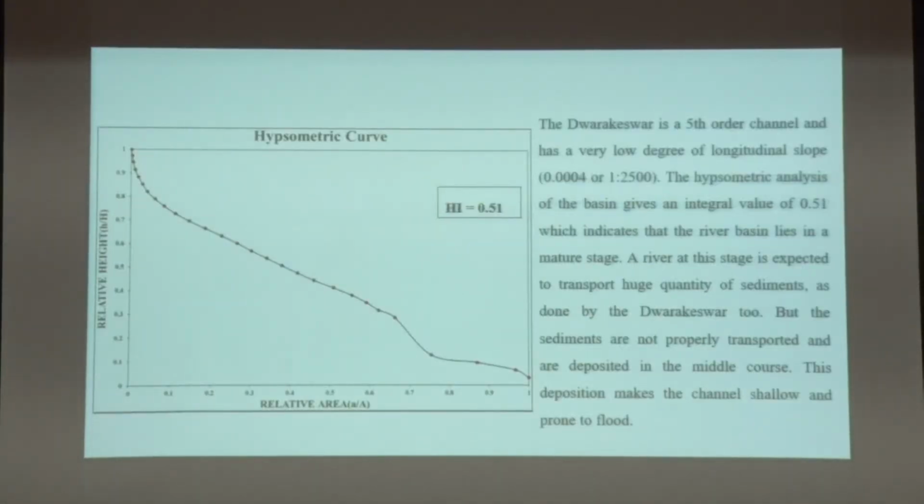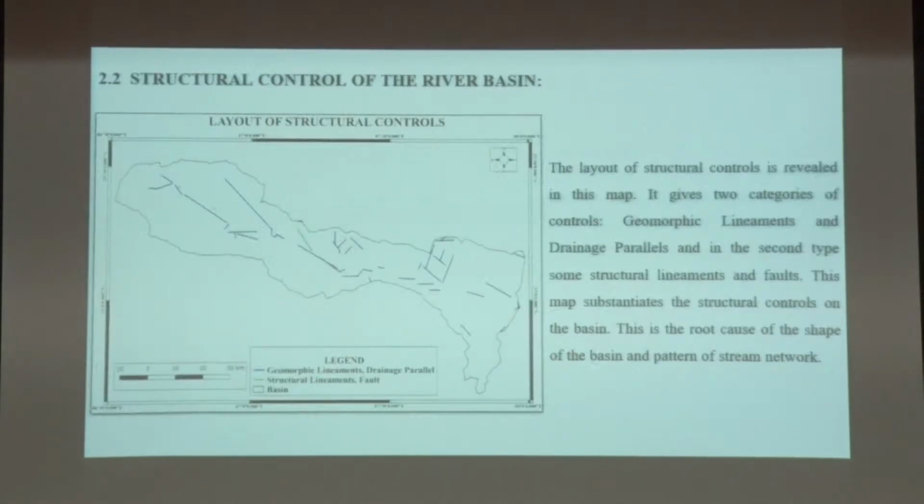Here we have created a hypsometric curve, and the hypsometric integral value has also been found out, which is 0.51, and we can say the river is in its mature stage. This is the map of structural control, where we can find geomorphic lineaments, drainage parallel, structural lineaments and faults. These are the root cause of the shape of the basin and the pattern of the stream network.